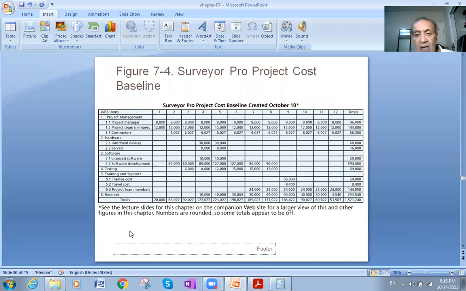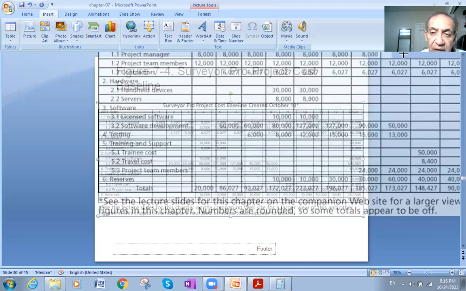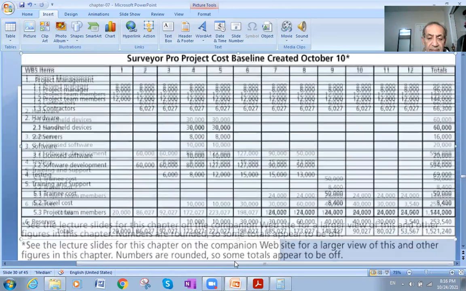Maybe it will be clear here for everyone. I will enlarge it now, and I think it will be clear that way.